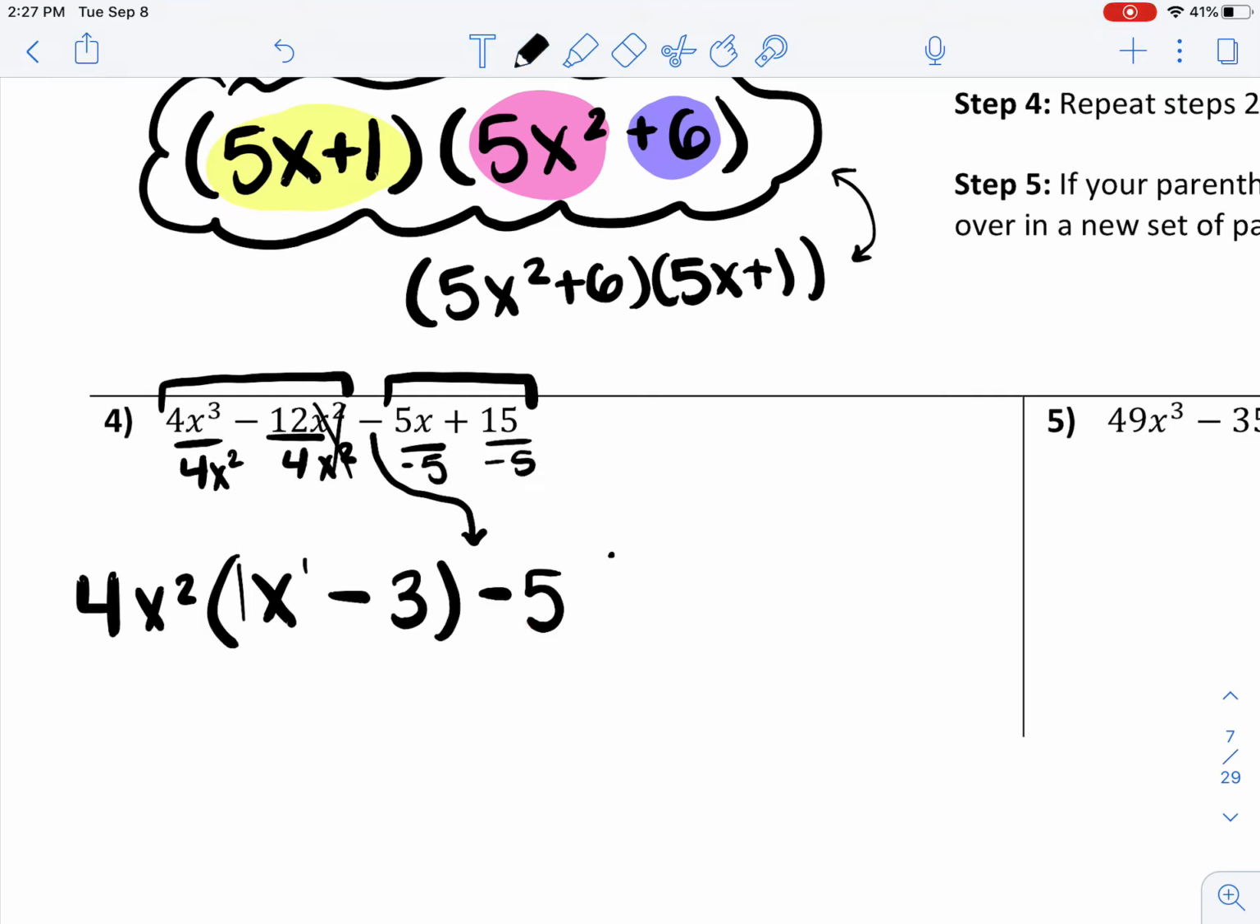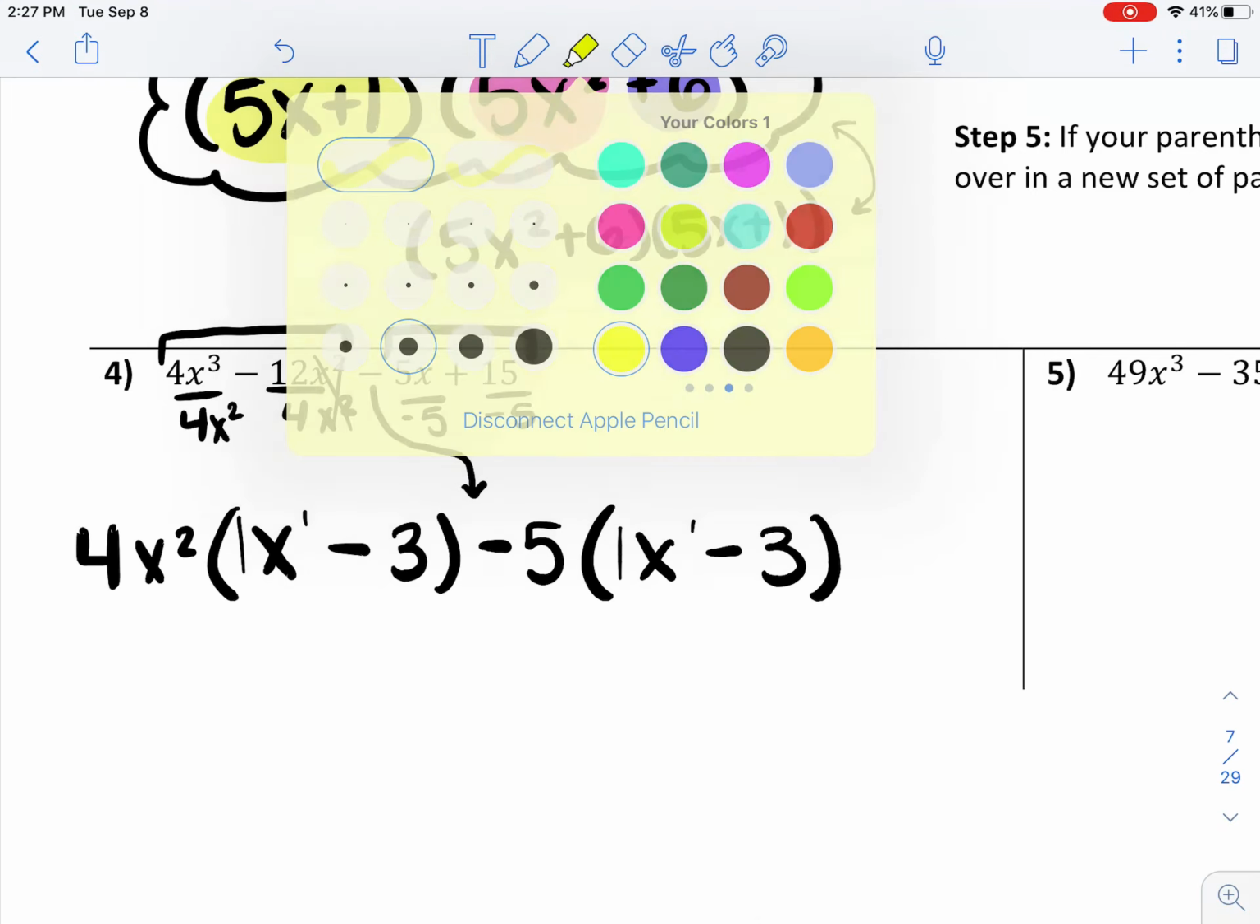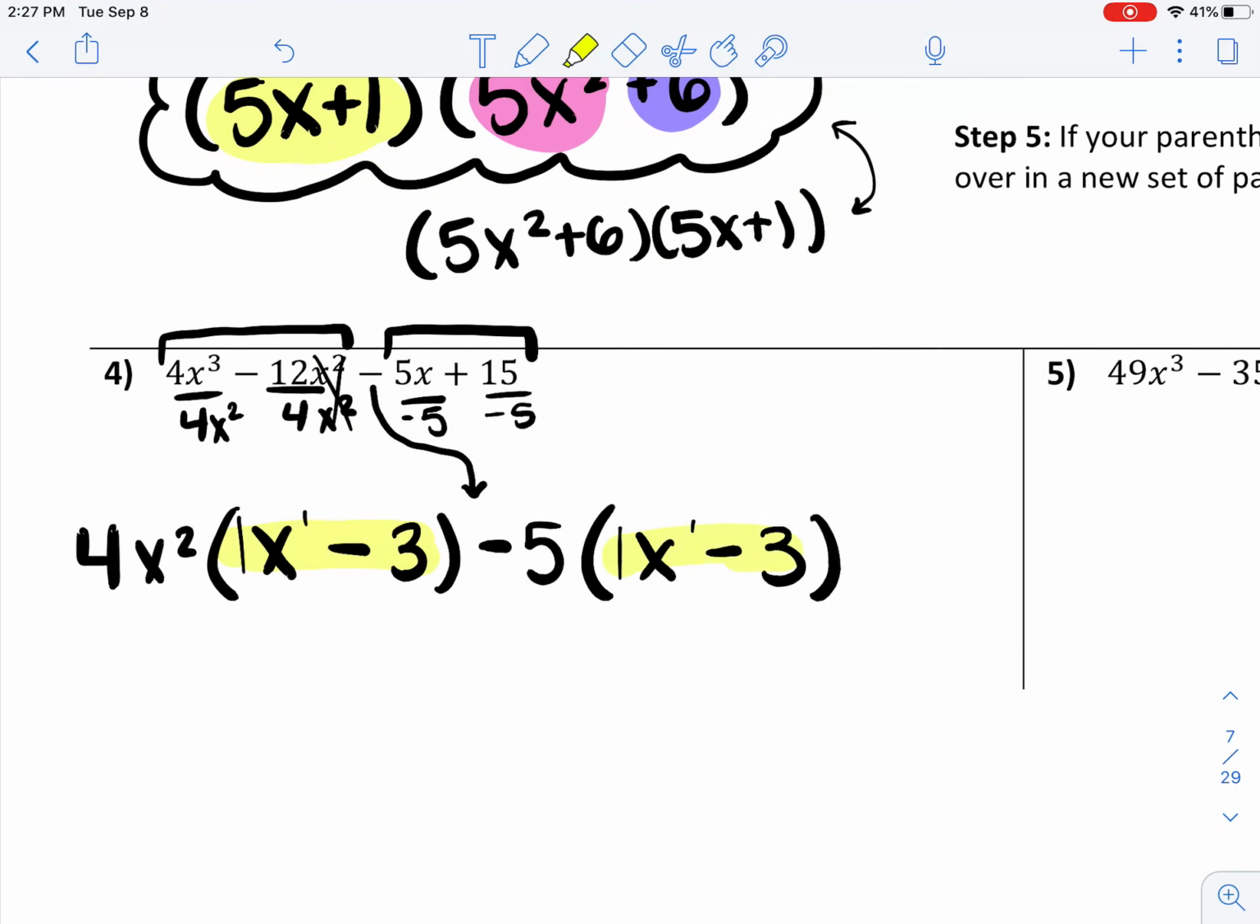So I have negative 5x divided by negative 5. That's just a positive x, or 1x to the first if you want. And then I have a positive 15 divided by a negative 5. 15 divided by negative 5 is negative 3. And look at that, our insides match again. I have 1x to the first minus 3, 1x to the first minus 3. So I pull that out.